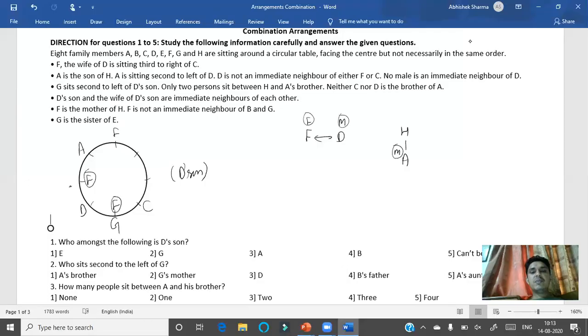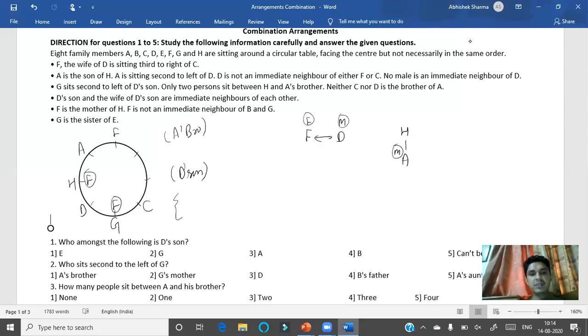Thereafter, only two people sit between H and A's brother, so I can place H here, and A's brother can be either C or the person right of F, right? So if we read the next point, neither C nor D is the brother of A. That means A's brother will be here, right? Thereafter, D's son and the wife of D's son are immediate neighbors of each other. So D's son is this.